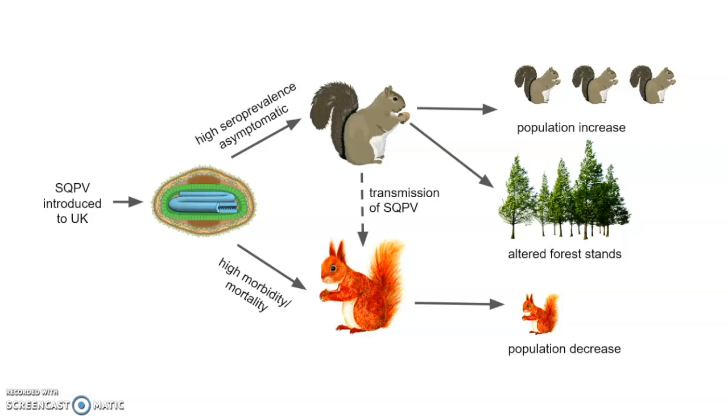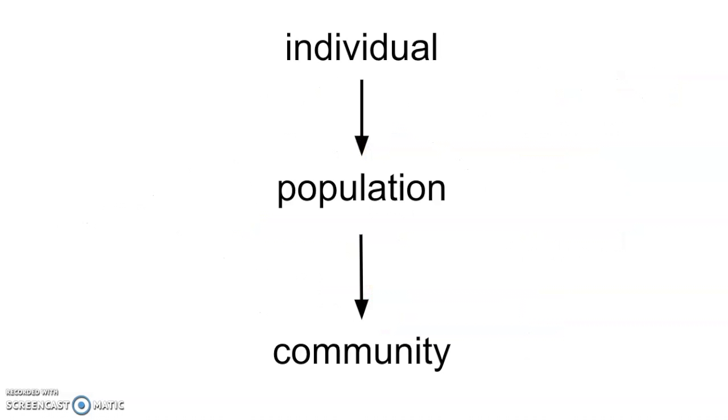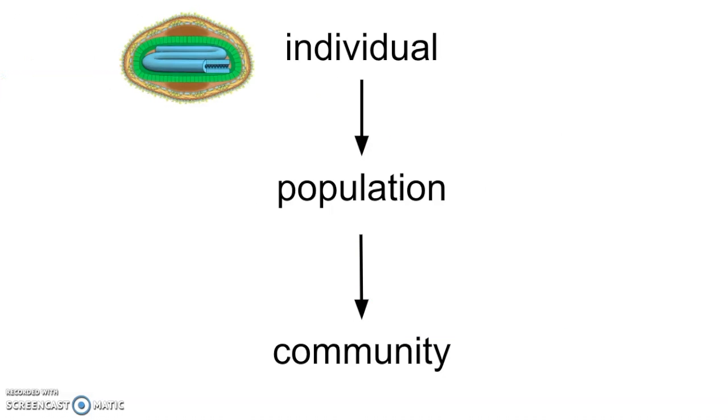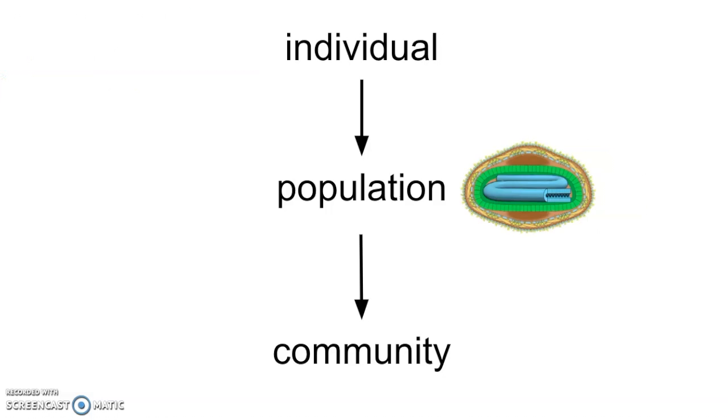In summary, the introduction of smallpox to the UK has had different impacts on red and gray squirrels because of their different responses to infection. The transmission of smallpox from gray to red squirrels drives population-level dynamics, and increased population of gray squirrels can have community-level effects on forest stands. This system illustrates how an introduced pathogen can have effects at multiple levels of biological organization.